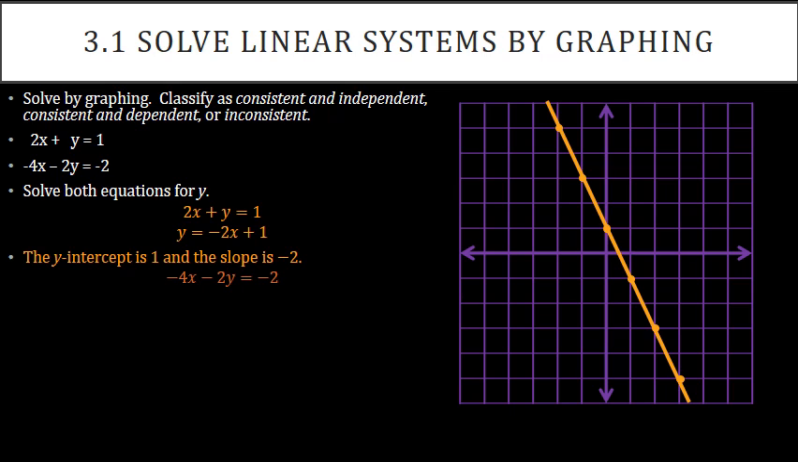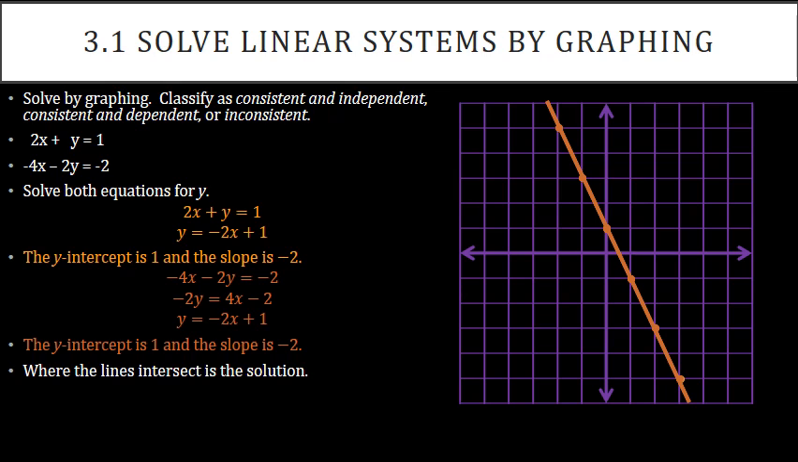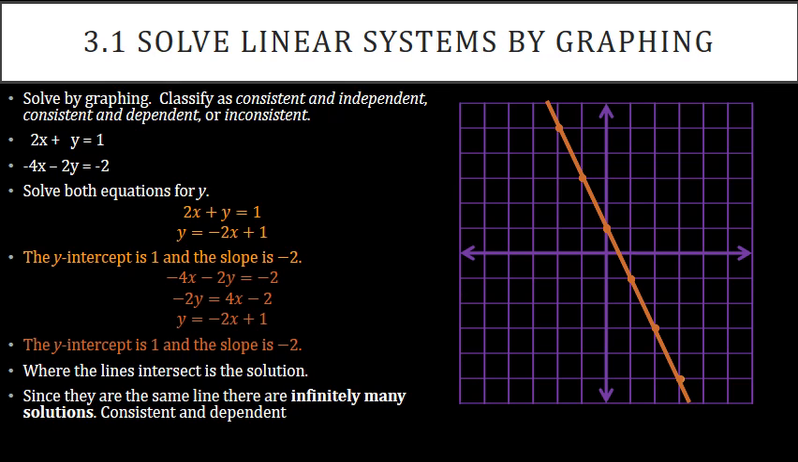Repeat for the second equation. Since it's negative 4x, add 4x, then divide by negative 2. So the y-intercept is 1, the slope is negative 2. Graph it by plotting the y-intercept and following the slope down 2 and over 1. Where the lines intersect is a solution. Since they're the same line, they're always intersecting. So it's infinitely many solutions, which is consistent and dependent.